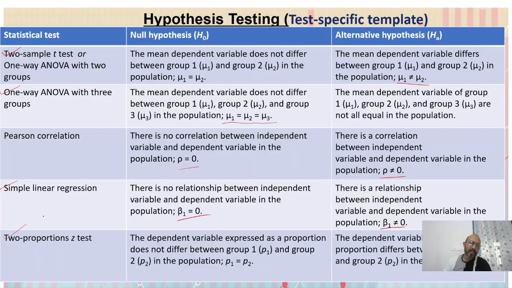Two proportion Z test: the dependent variable expressed as a proportion does not differ between group 1 and group 2 in the population, that is the null hypothesis. And alternative hypothesis: the dependent variable expressed as a proportion differs between group 1 and group 2. So P1 not equal to P2.